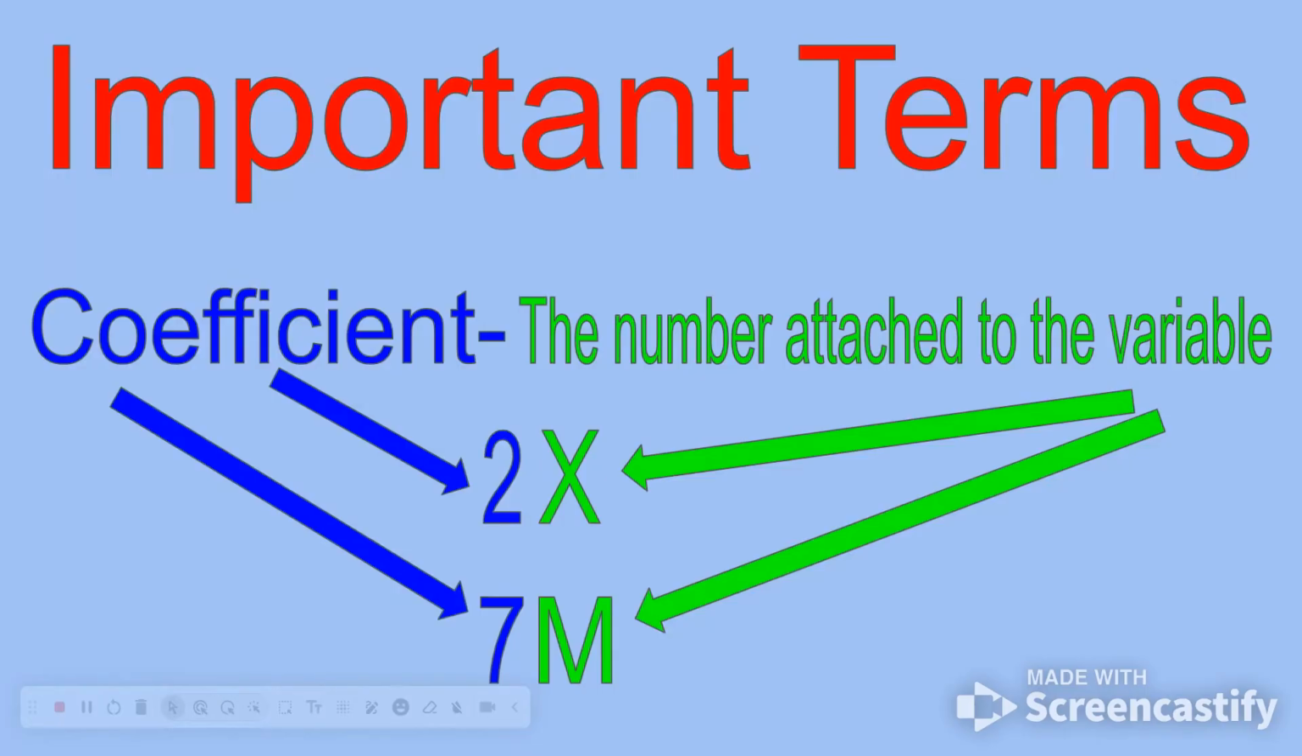But it has to be attached to the variable, because if you look at x plus 8, you'll notice this addition sign is in between them. That means they are not attached, which means 8 is not a coefficient. 8 is considered a constant, which we will talk about as we get further into solving equations. So the coefficient is the number, and the variable is the letter.